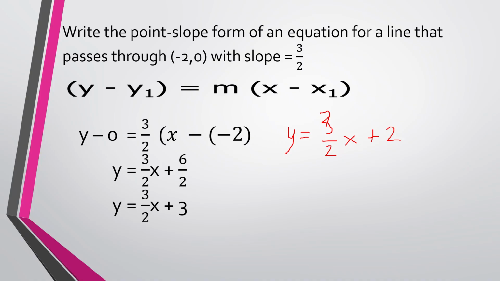That's 3 halves x plus 6 over 2. Why? Because 3 times 2, that's 6, divided by 2. So the final answer is 3 halves x plus 3. 6 divided by 2 is 3. So this is the final answer.